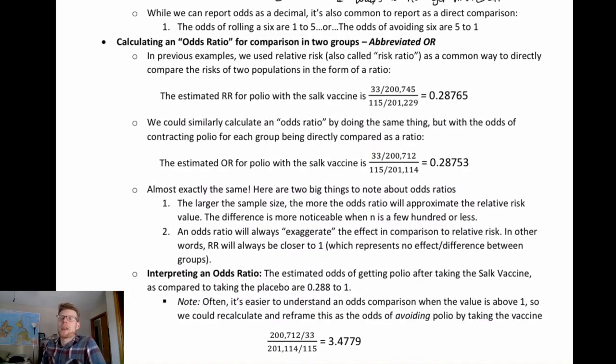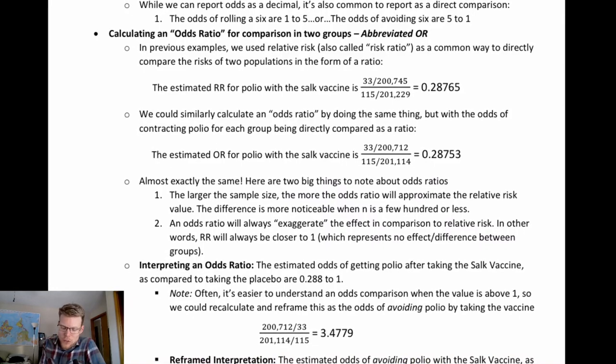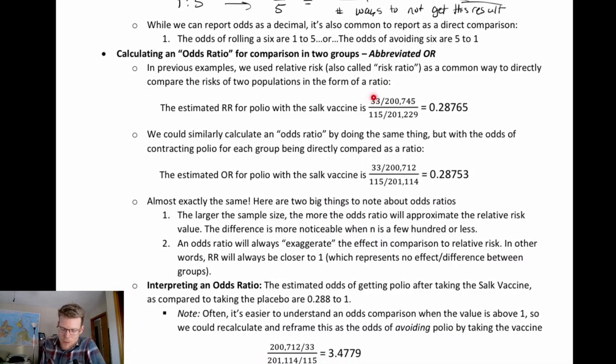Before, we talked about the estimated relative risk for polio with the Salk vaccine. We say estimated because it's technically a sample, so we're estimating what that true parameter is. Our estimate for the relative risk was 0.28765. We're taking the number of people with polio divided by the total number who got vaccinated, over the number of people with polio divided by the total number of people with just the placebo, to compare these risks. This is the absolute risk for polio with the vaccine and the absolute risk for polio with the placebo shot. We can compare those in a ratio and call it the relative risk, or sometimes the risk ratio.